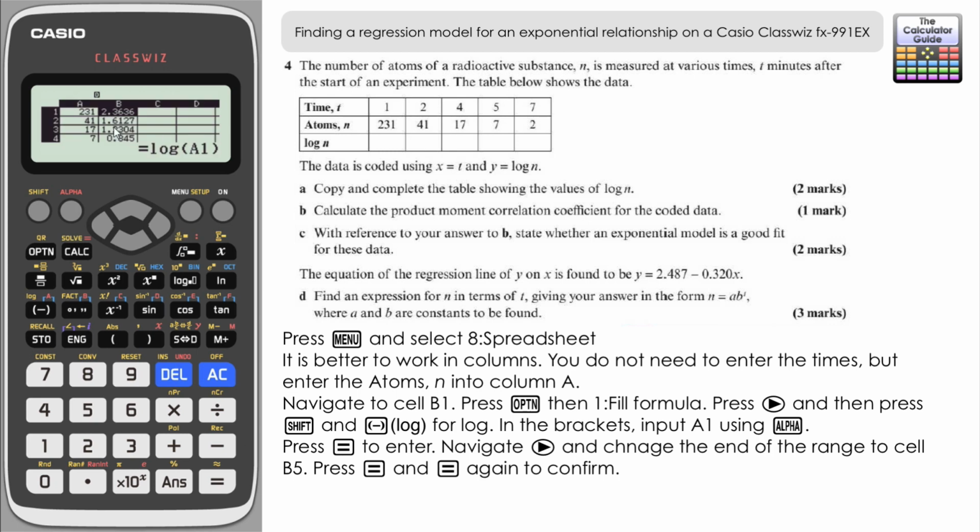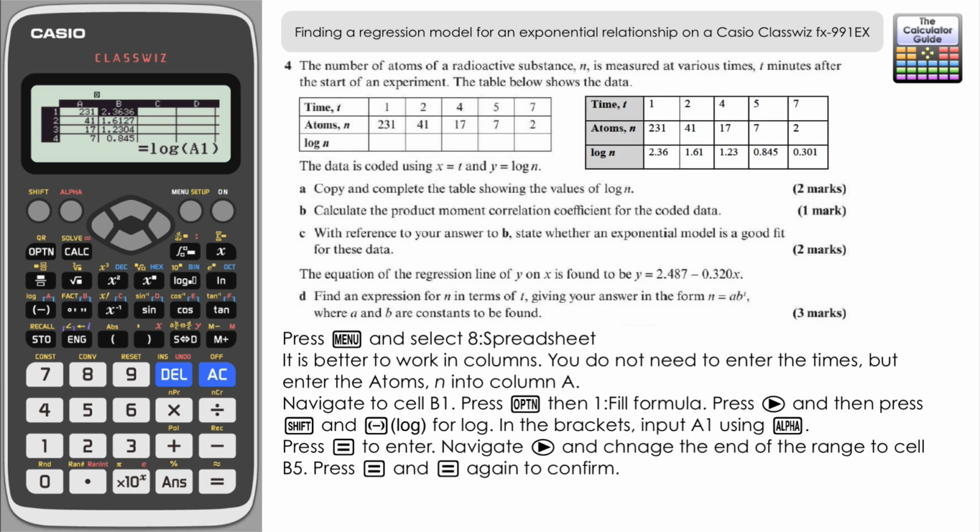And you can see here that we have our coded data. These have all been coded with the logarithm of the value in A. All we need to do is simply copy these values down into the table and fill it in. Once we've done that, onto part B, we've got to calculate the product moment correlation coefficient of the coded data. Now we're going to be transferring to statistics to do this.